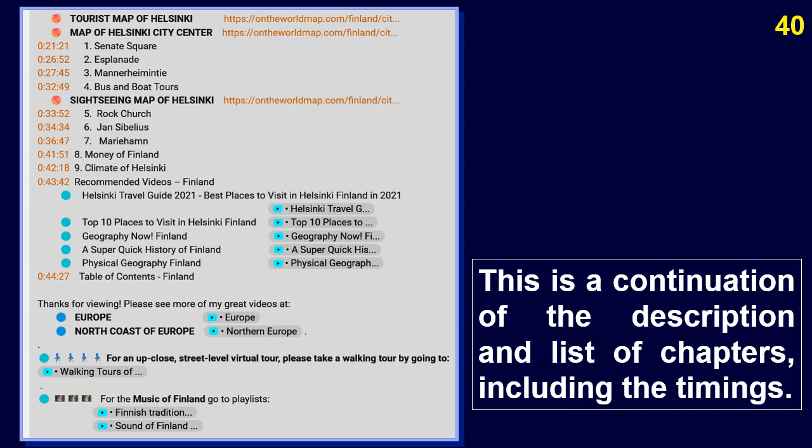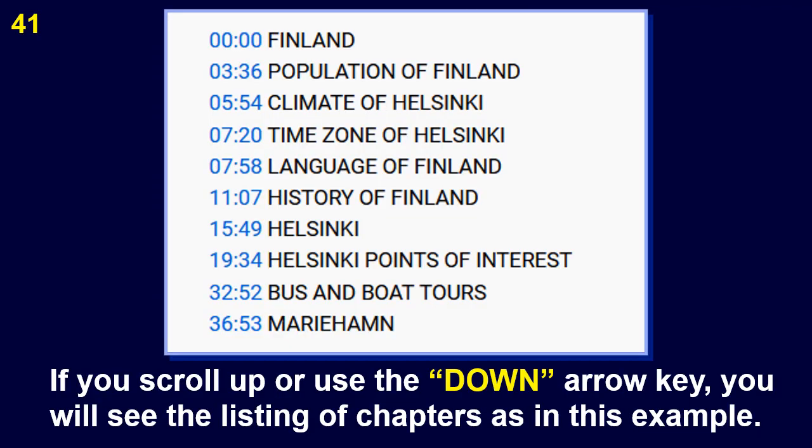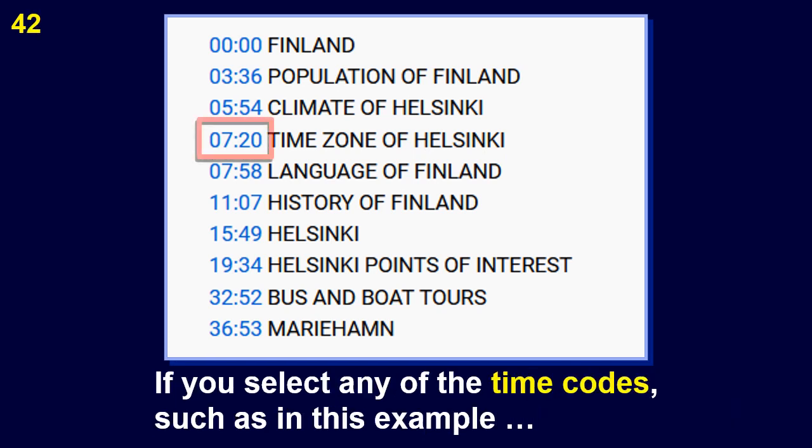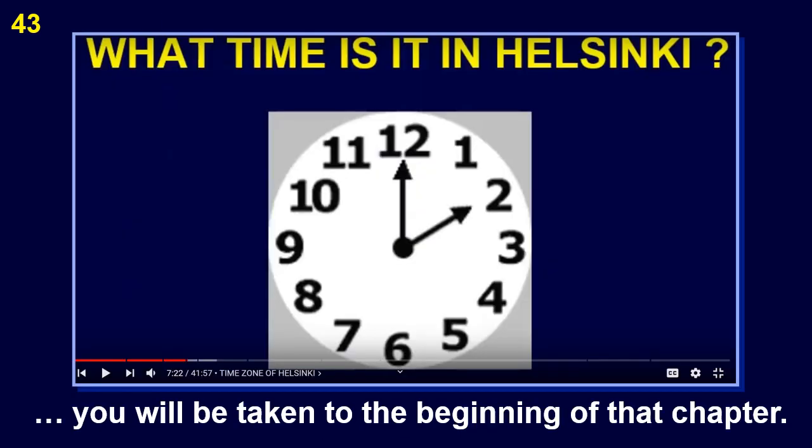This is a continuation of the description and list of chapters, including the timings. If you scroll up, or use the down arrow key, you will see the listing of chapters as in this example. If you select any of the time codes, such as in this example, you will be taken to the beginning of the chapter.